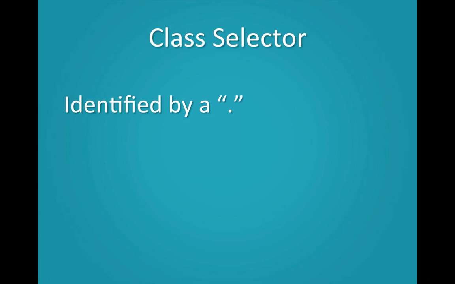What a class is, it's important to understand, is identified by a dot, a period, when we're calling out and defining the class. So for example, it would be dot default text here. It could be the name of a class.